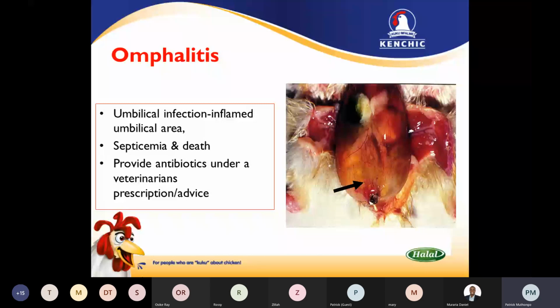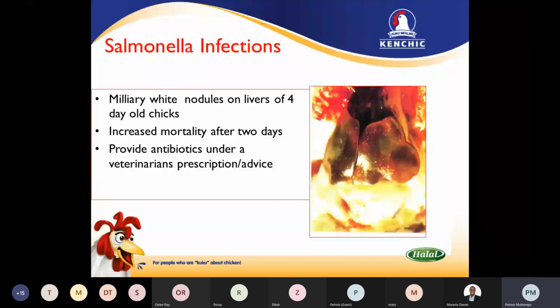Salmonella infections, ensure you are always in contact with a vet who can be able to diagnose this particular kind of infections and advise you accordingly on how to manage a case like a salmonella infection. It is of public health concern because of passing over to the human world.